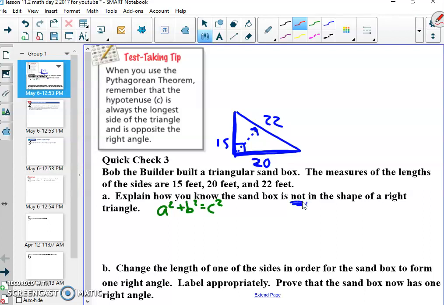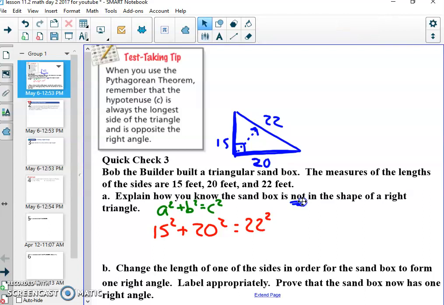A is the length of one side, squared for the Pythagorean theorem. B is the length of the other side. I'm sorry, A is a leg and B is a leg, so let's make sure that we use legs there. C is the hypotenuse, and we always square it for the Pythagorean theorem. So now would be a good time for you to pause the video and to see if these are equal or not. Well, let's see.